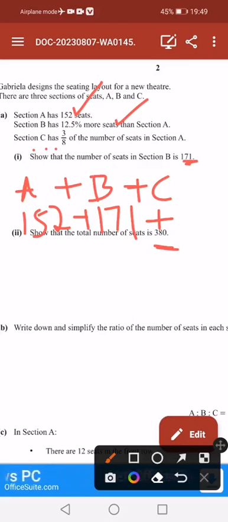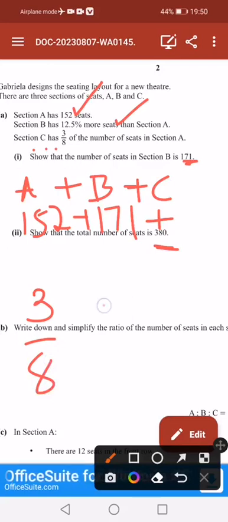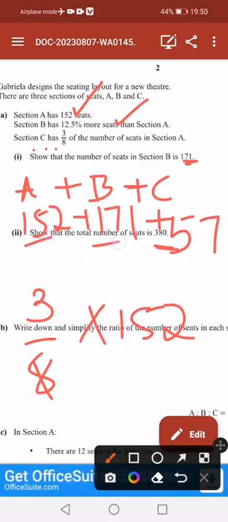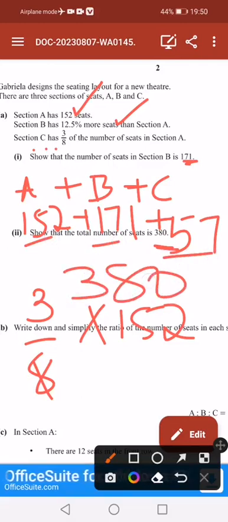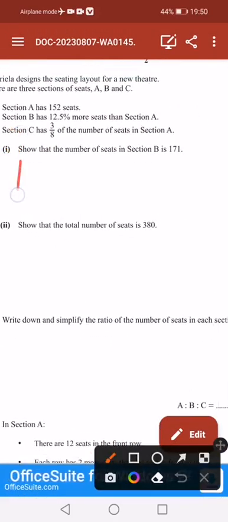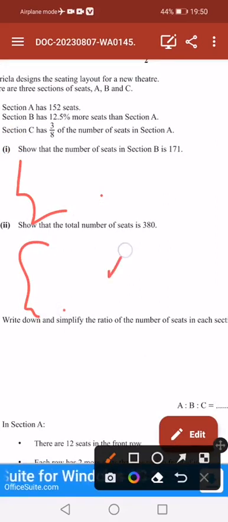What are you going to do? We are going to say 3/8 because it says 3/8 of 152 seats in A, so 3/8 times 152, then this one into this one, if we check, you will be left with something like 57 if I'm not mistaken. Okay, then you are going to add this one plus this one plus this one, so you get 380 again. I have shown that the total number of seats is what? 308. You have finished, you only need to show, which means this space you are going to use it for working, and also this one you are going to use it for what?